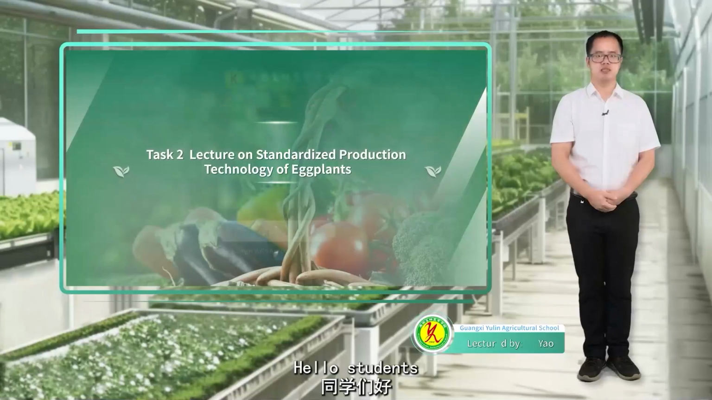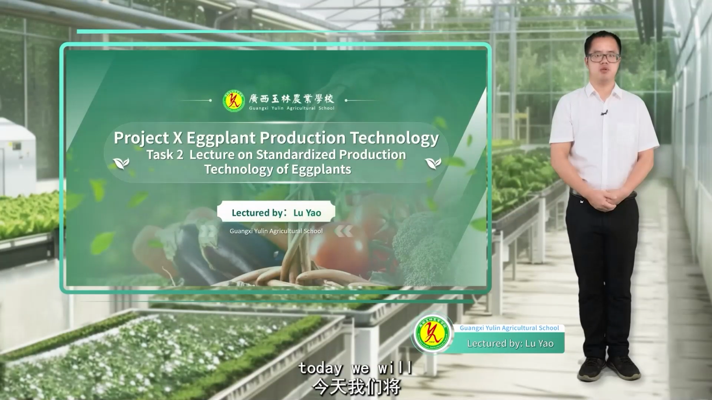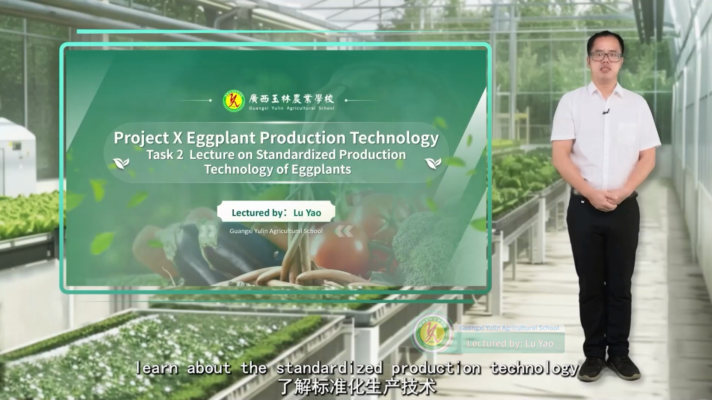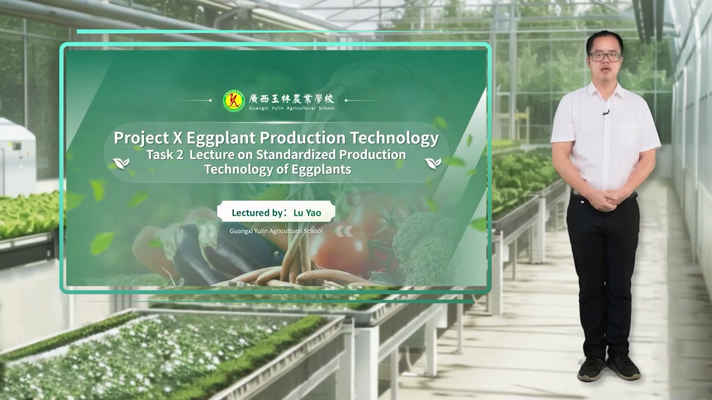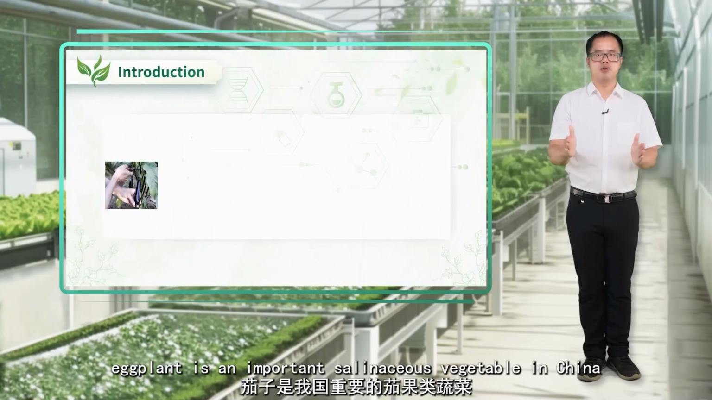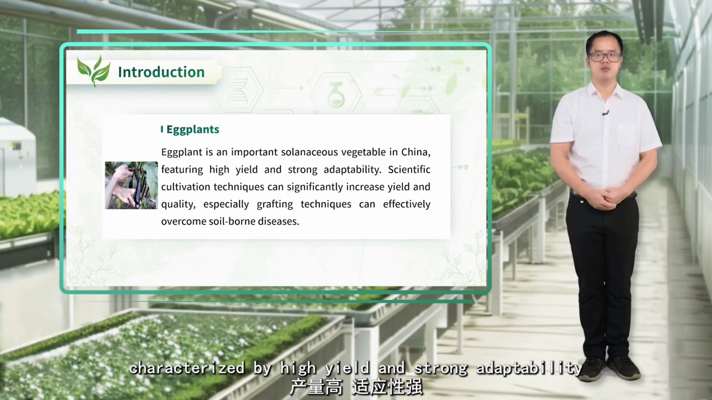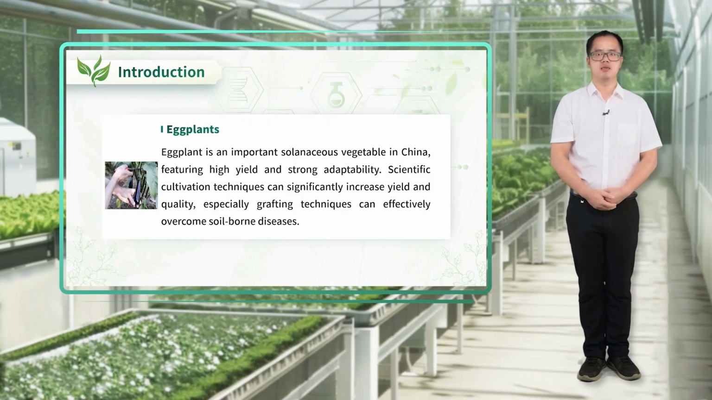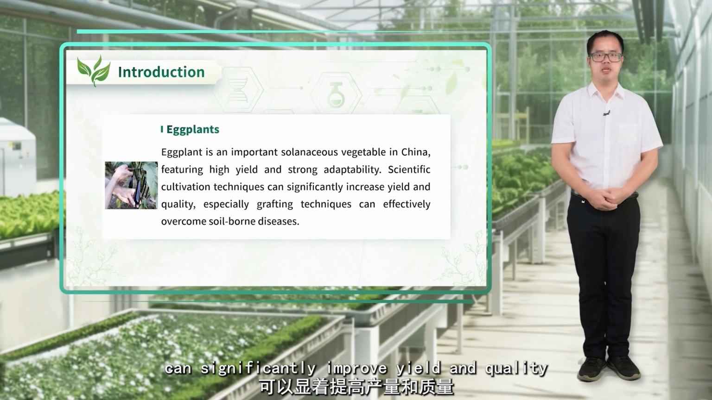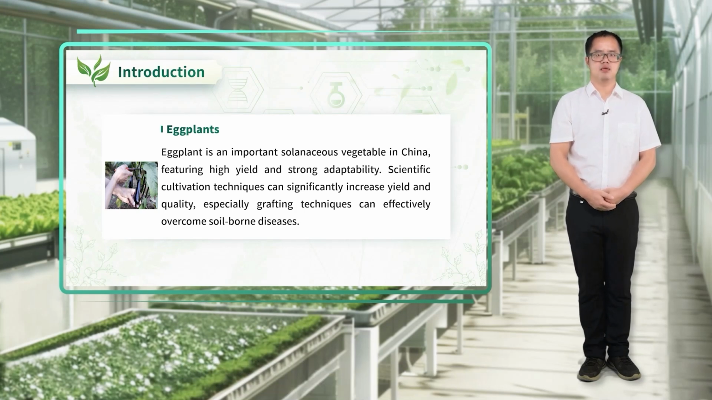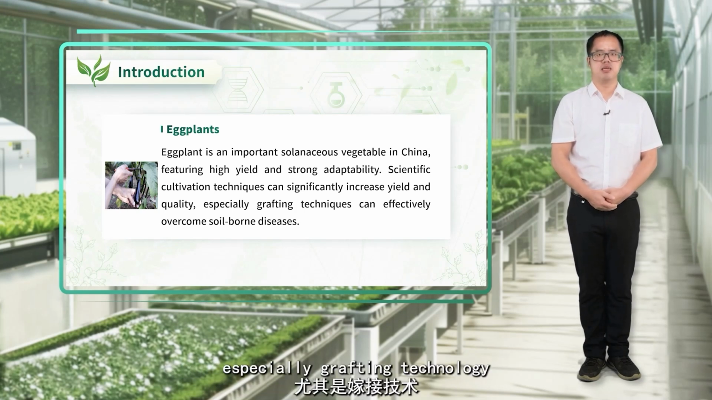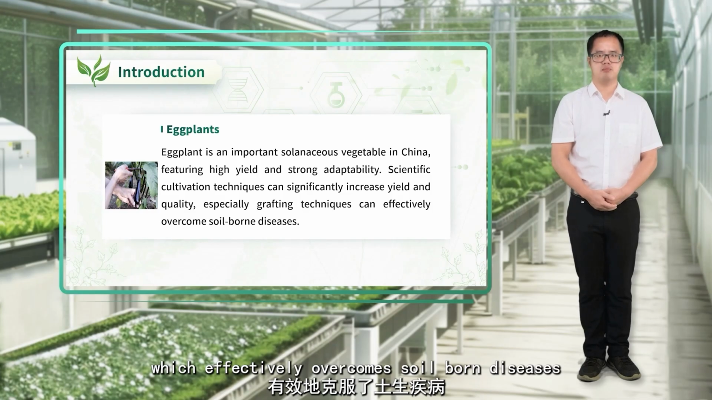Hello, students. Today, we will learn about the standardized production technology of eggplants. Eggplant is an important solanaceous vegetable in China, characterized by high yield and strong adaptability. Scientific cultivation techniques can significantly improve yield and quality, especially grafting technology, which effectively overcomes soil-borne diseases.